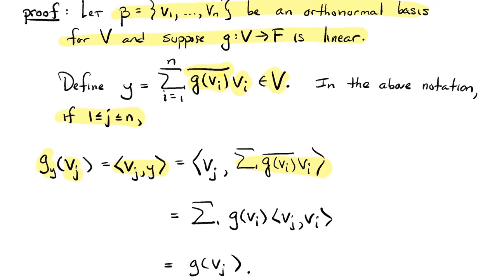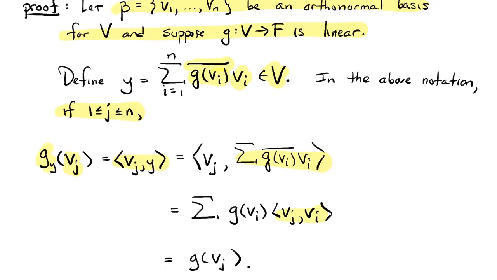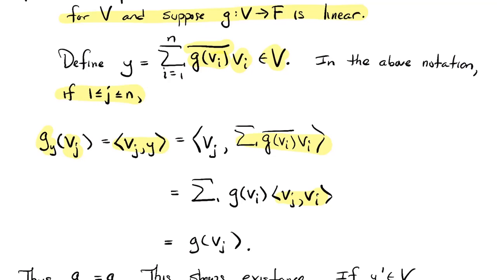But now we have an orthonormal basis. So in the sum, those inner products of vj and vi are 0 unless i is equal to j, in which case that inner product is a 1. So all the terms in that sum vanish except for one of them when i is equal to j.